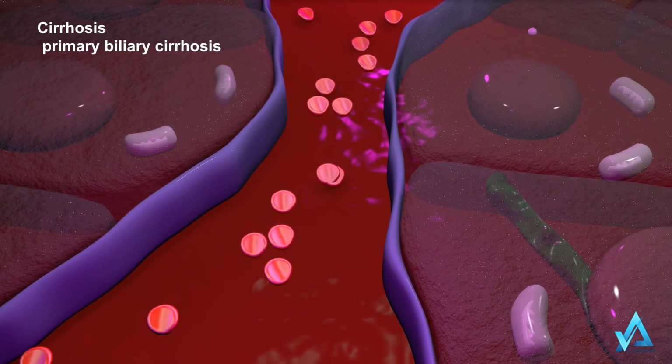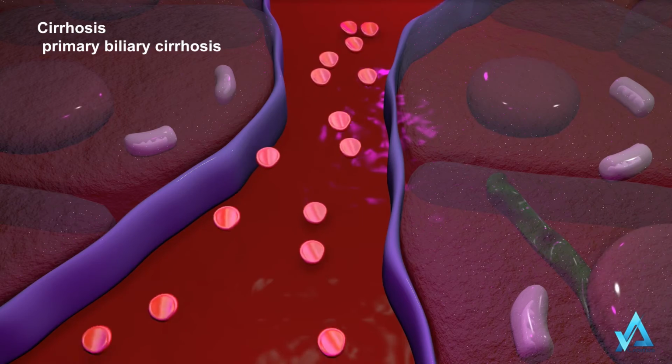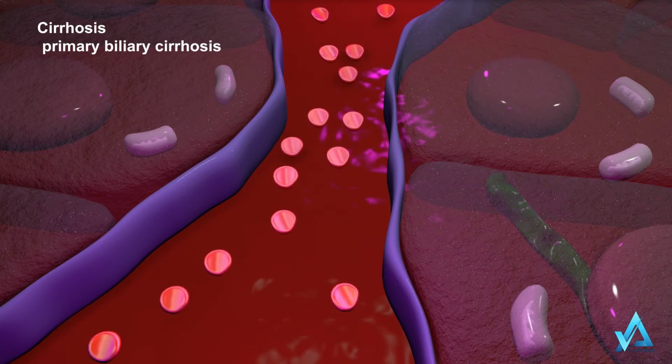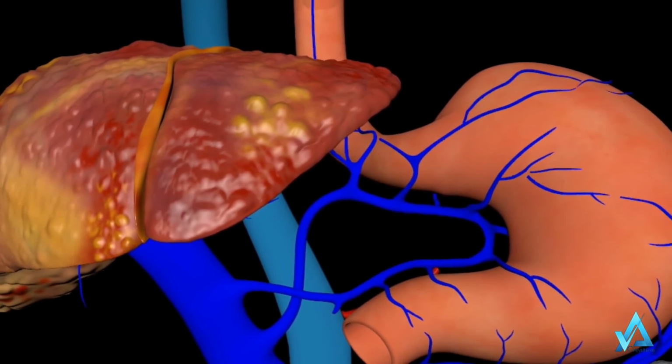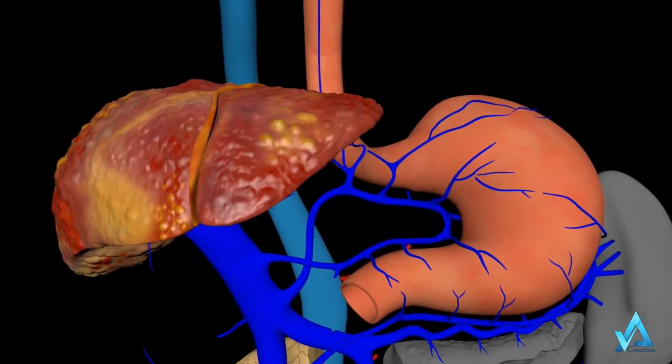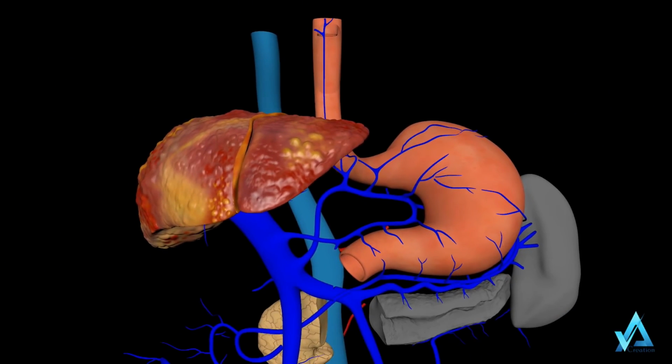Portal inflammation, and the onset of progressive scarring and the destruction of liver tissue. This leads to portal hypertension and liver failure. Portal hypertension is excessively high pressure in the portal vein.